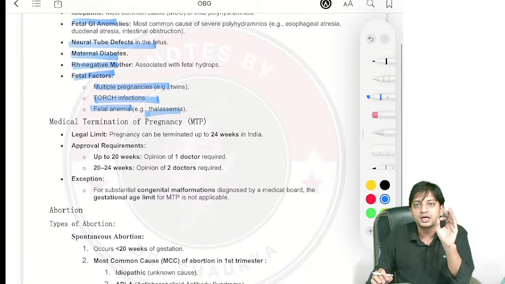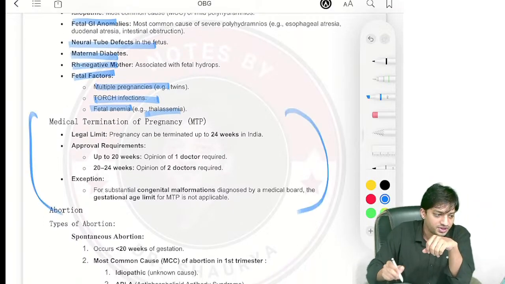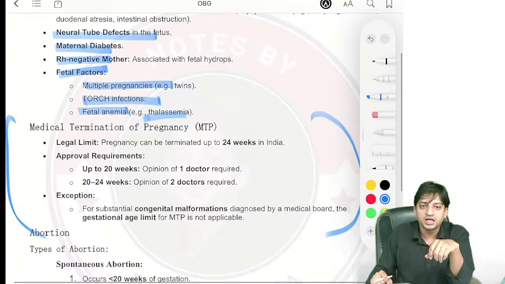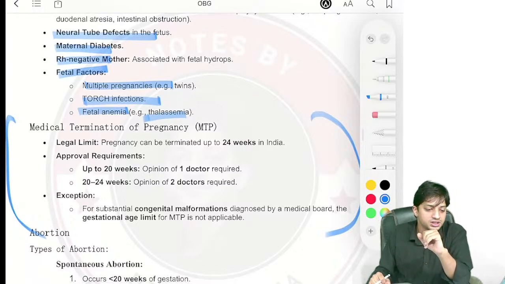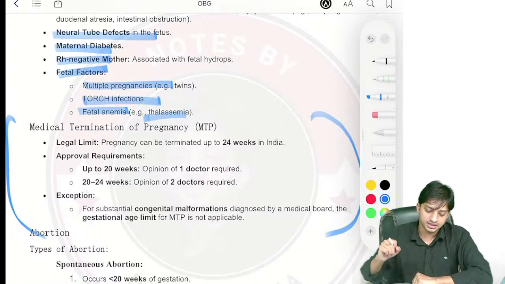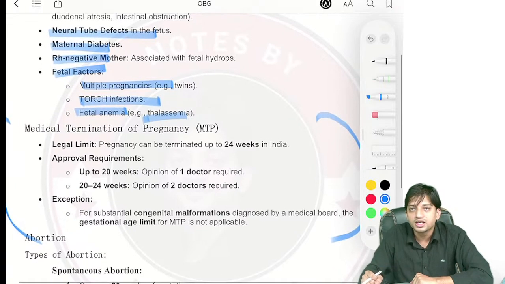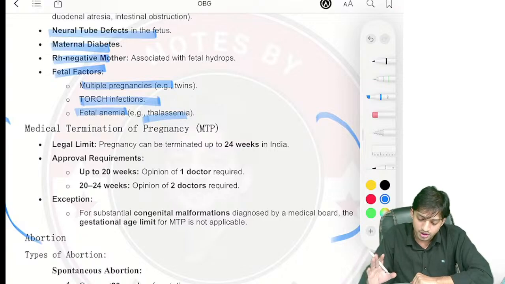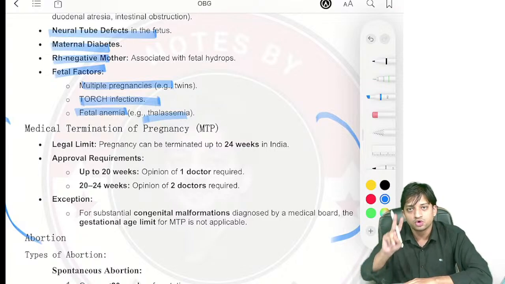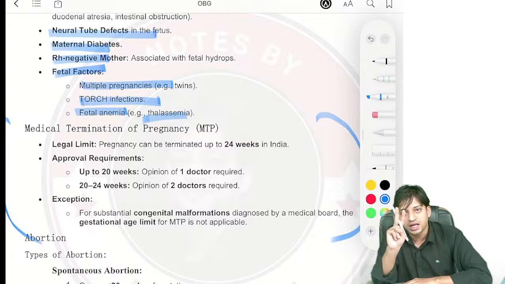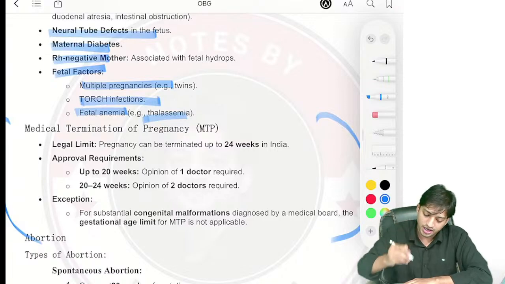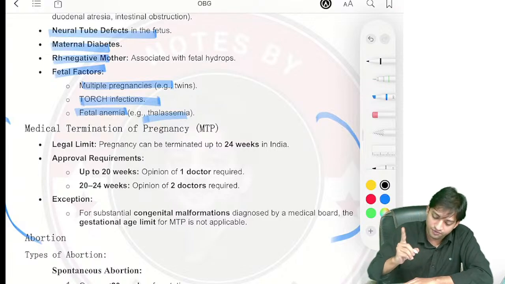Now come to medical termination of pregnancy, the MTP Act, which we will be discussing here. This is very important that we have to discuss. Come here and let us discuss this. In medical termination of pregnancy, what is going to happen? Many questions come. Two questions are absolutely fixed in every FMG exam regarding MTP. Listen to it very carefully.